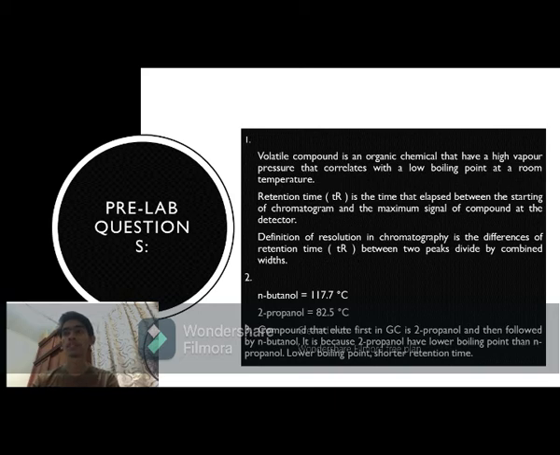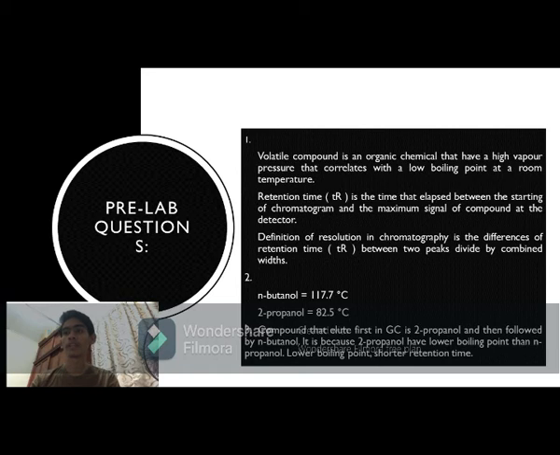Question number 2 is to find the boiling points of N-butanol and 2-propanol. The boiling point of N-butanol is 117.7 degrees Celsius and the boiling point of 2-propanol is 82.5 degrees Celsius.